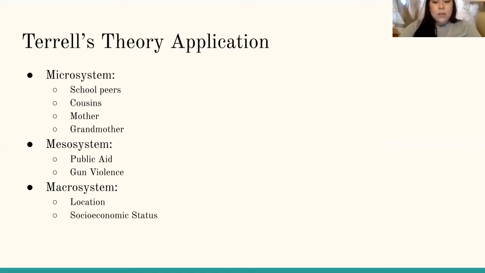So Terrell was talked about mostly after his death, but from what I was able to see from when they were talking about his life, his microsystem consisted of his school peers, his cousins, his mother, and his grandmother. And again, his grandmother was the one who raised him because of his mother's addiction and inability to care for her children. As for the mesosystem, I have public aid and gun violence.